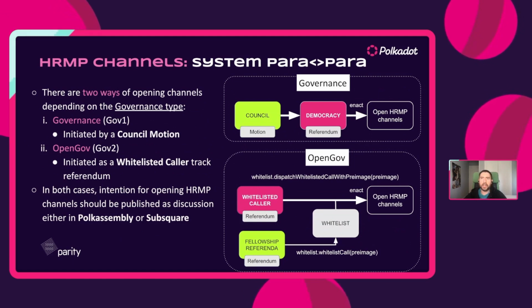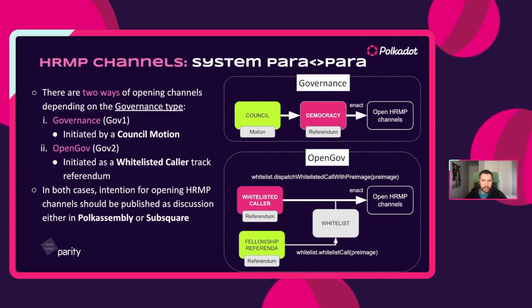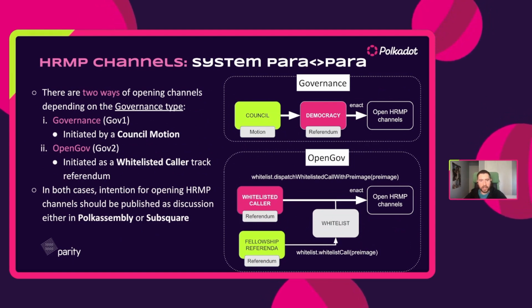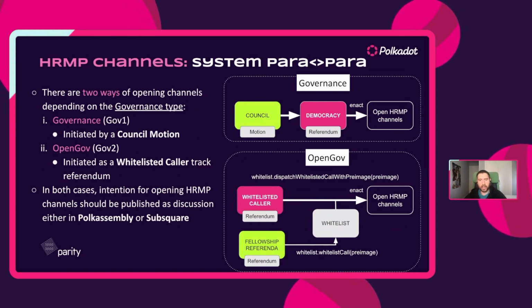In both cases, since it has to go through governance in the relay chain, it is good practice for participants, or parachains that want to open channels, to open a discussion either in Polkassembly or Subsquare to tell the community their intention to open a channel with a system parachain.